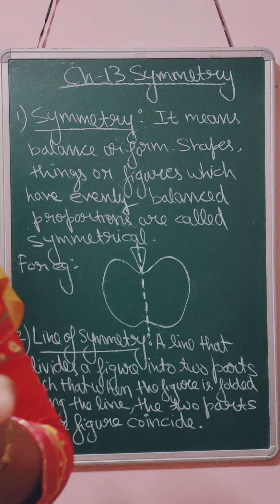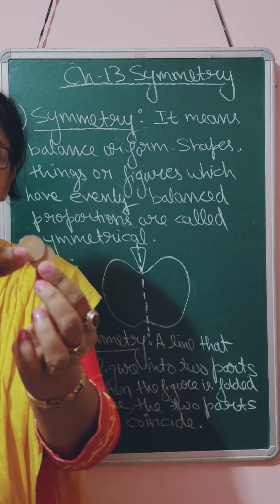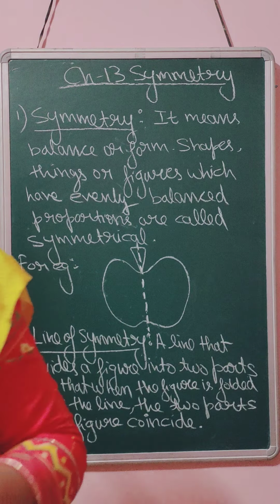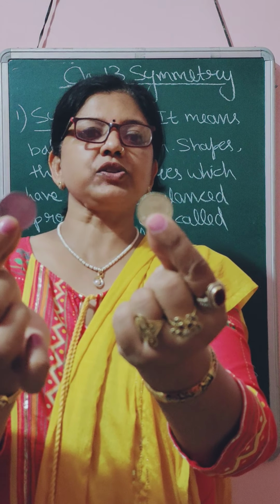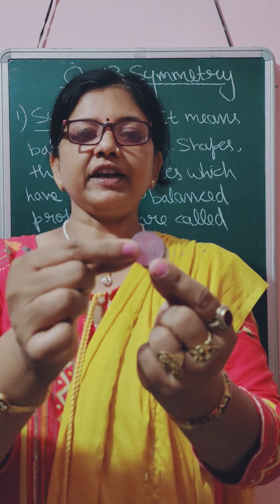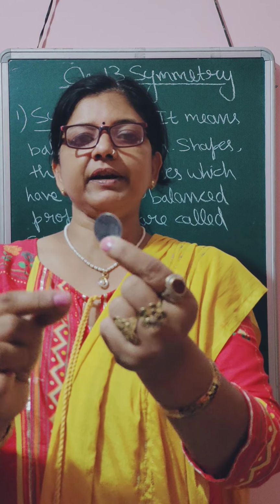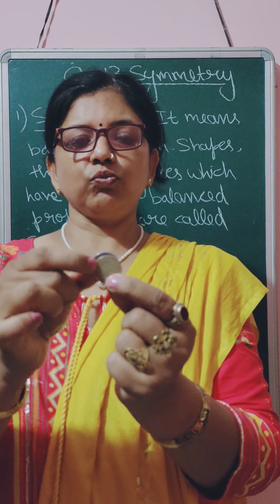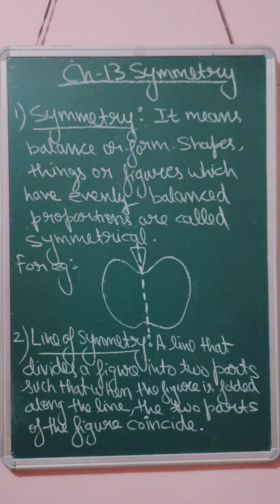Similarly, if I take the 5 rupees coins and keep one coin on the other, they coincide with each other. If I take one 5 rupees coin and one 2 rupees coin, they can't coincide. See, this 5 rupees coin is small in size as compared to the 2 rupees coin. If I keep one on another, they overlap each other from one side but not from the other side, because both do not have the same shape and the same size. So this is called symmetrical.